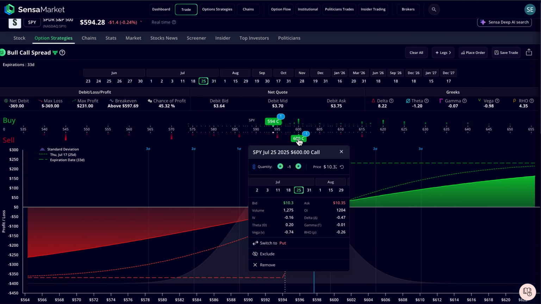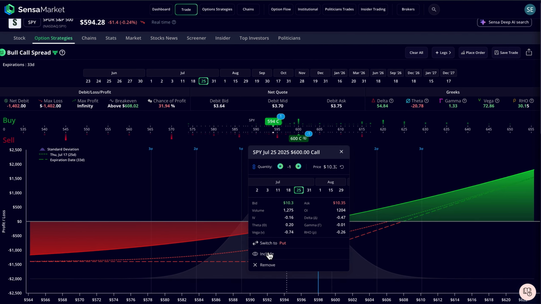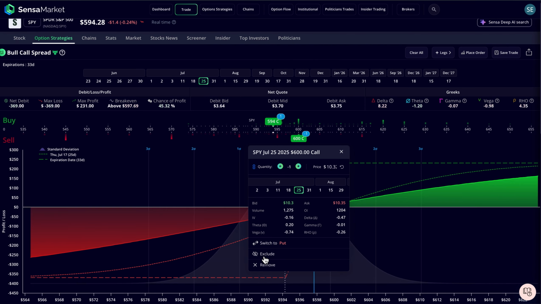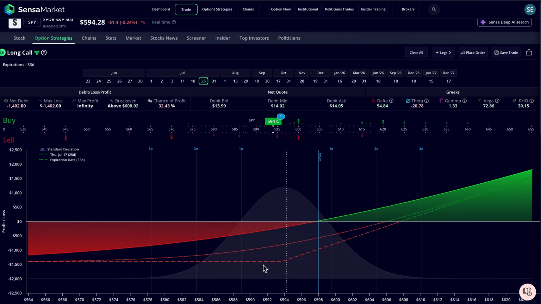And what's great is I also have the ability to exclude this leg from my trade temporarily and then re-include it just to compare how the position performs with or without that additional leg. Or if I prefer, I can totally remove that option leg from the trade setup with just one click.